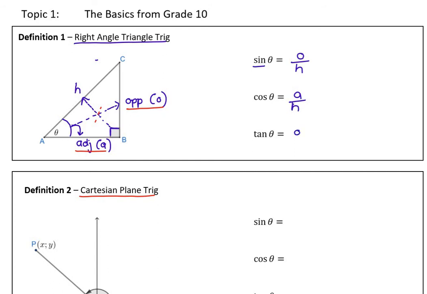Tan is opposite over adjacent. So those are the three definitions that we will use for trig in a right angle triangle. Now, why is trig so brilliant?